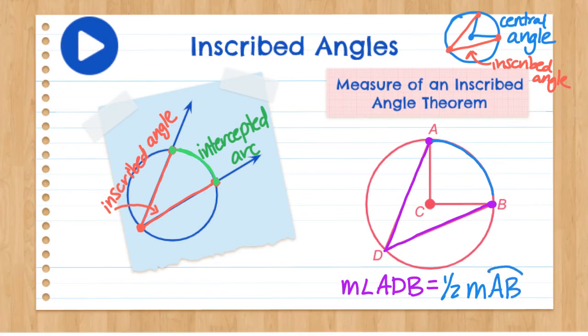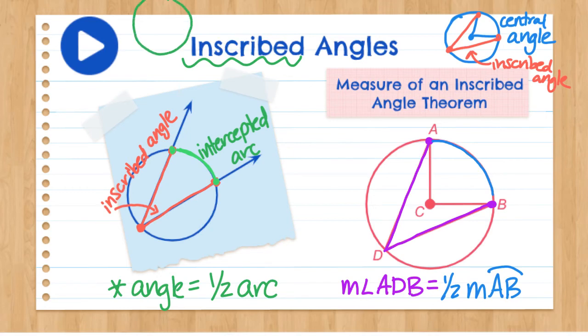And the easiest way to remember this theorem is angle equals half of the arc. And that's only for the inscribed angle. Because if you remember with your central angle, let me draw that central angle again. If you recall your central angle, in the central angle, the angle equaled the arc. So if your central angle was 50 degrees, the arc was also 50 degrees. And that's when the vertex was at the center of the circle.